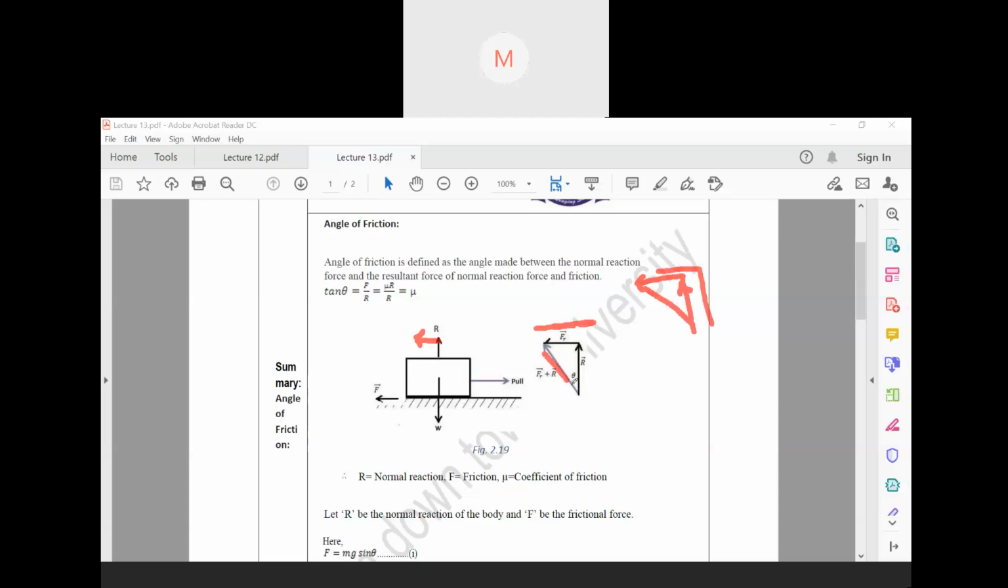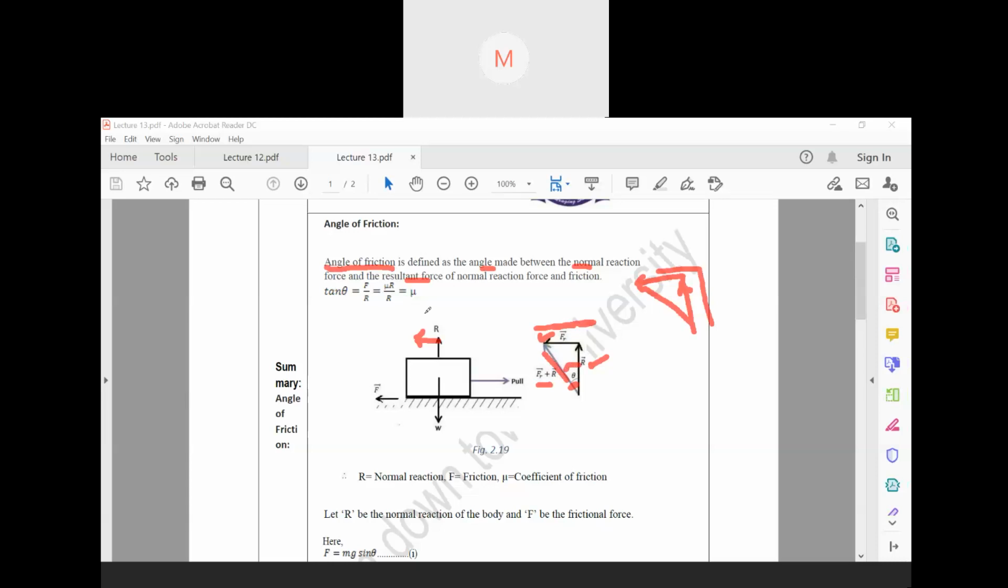Now this resultant makes an angle theta with the horizontal, right? This is the angle of friction. So angle of friction is defined as the angle made between the normal reaction, this one, and the resultant force. This one is the resultant. The angle it makes with the normal reaction is known as the angle of friction.